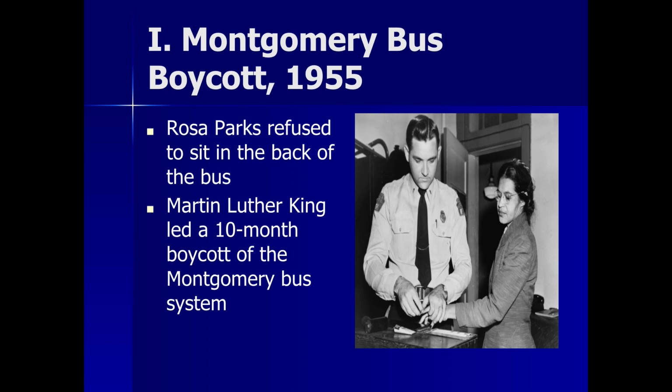Okay, next. The Montgomery bus boycott. So kind of like Plessy versus Ferguson, things kind of get set up. The NAACP sets up Rosa Parks to refuse to go to the back of the bus in Montgomery, Alabama. And Martin Luther King, who was 23 years old, was chosen to lead a 10-month boycott. And it may be longer than that. I'm going to say like 13 months, I think, of the Montgomery bus system.